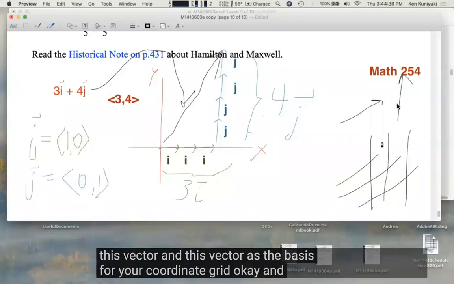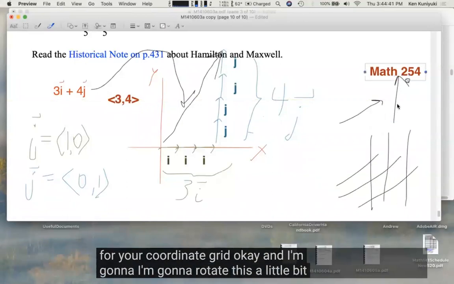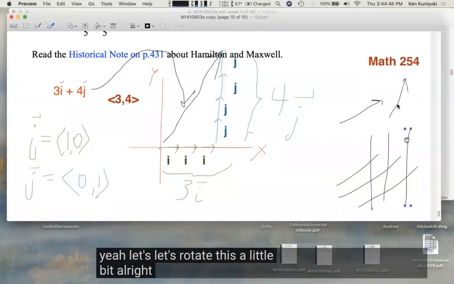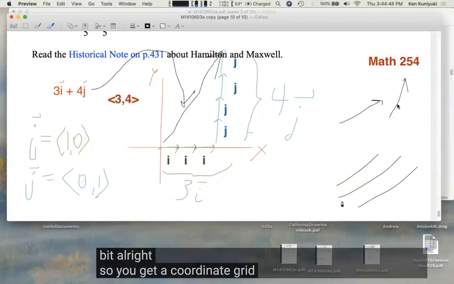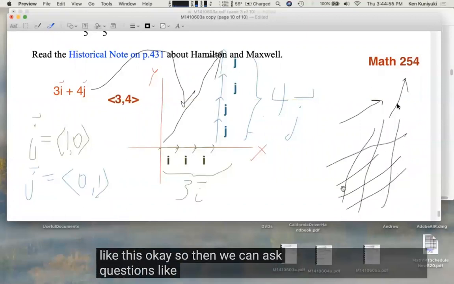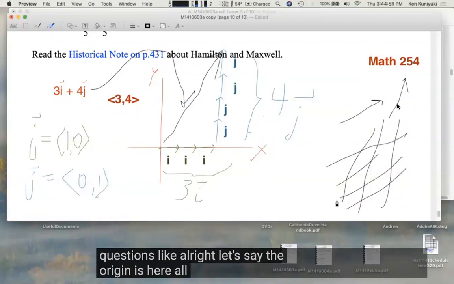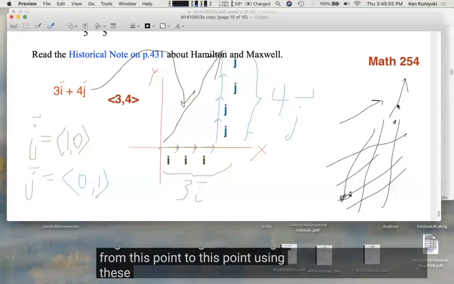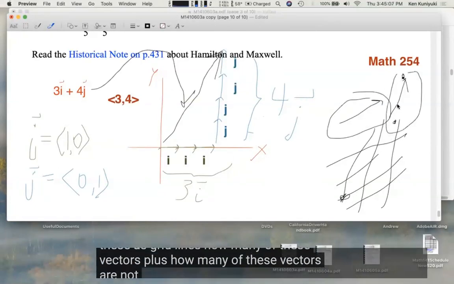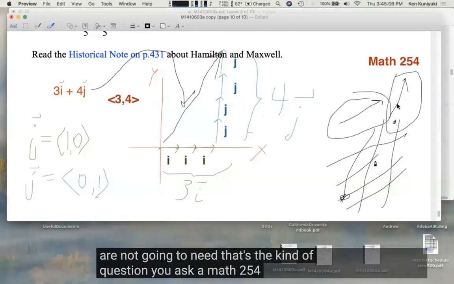Okay. And I'm going to rotate this a little bit. All right. So we get a coordinate grid that looks like this. Okay, so then we can ask questions like, let's say the origin is here. How do we get from this point to this point using these as grid lines? How many of these vectors plus how many of these vectors am I going to need? That's the kind of question you ask in Math 254. You're basically re-coordinatizing the plane.